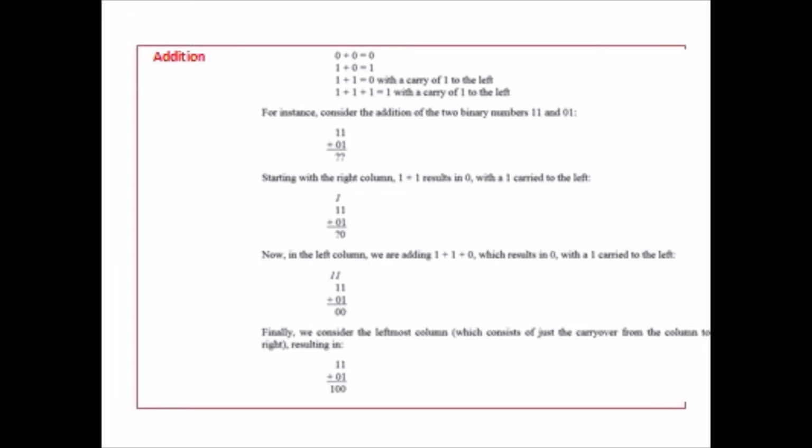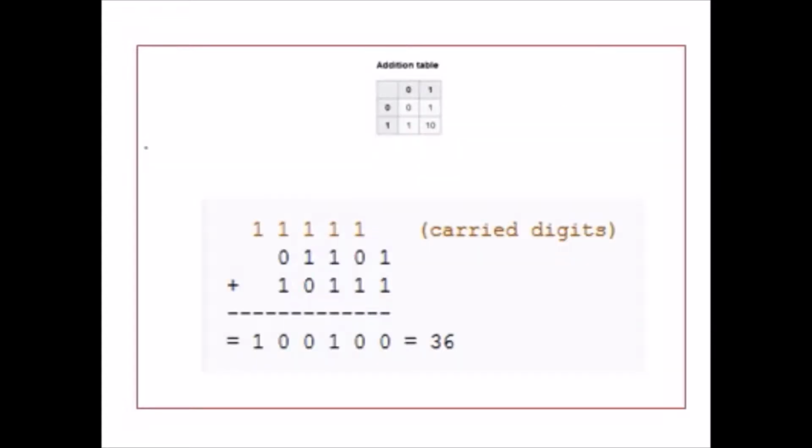So hence 100 will be the addition, which is equal to 4. This is another example of how the binaries will be added.